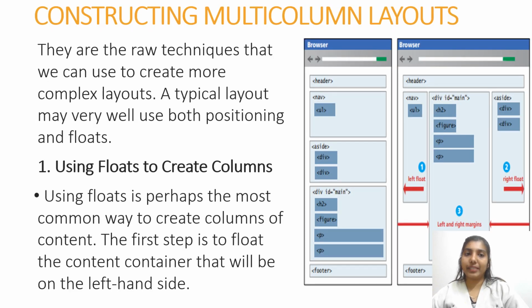Constructing multi-column layouts. These are the raw techniques that we can use to create more complex layouts. A typical layout may very well use both positioning and float. Using floats to create columns. Using floats is perhaps the most common way to create columns of content. The first step is to float the content container that will be on the left hand side.